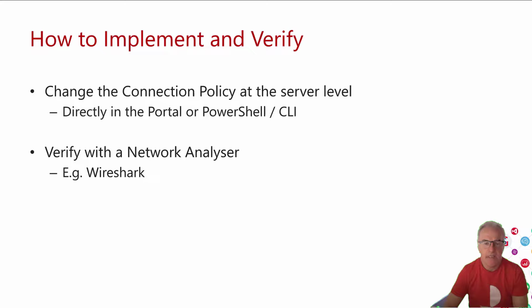Until recently, the only way to change this was through code. You either had to write a PowerShell commandlet or use the Azure CLI or similar to make the change to the connection property. Now they have exposed that through the portal as well, which makes it a little bit simpler to make the change and to verify what is actually in place.